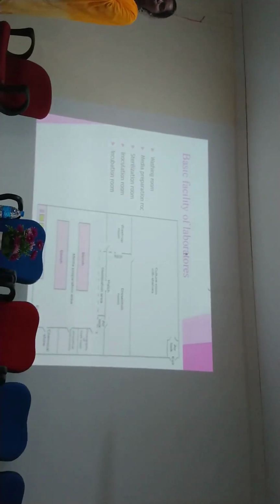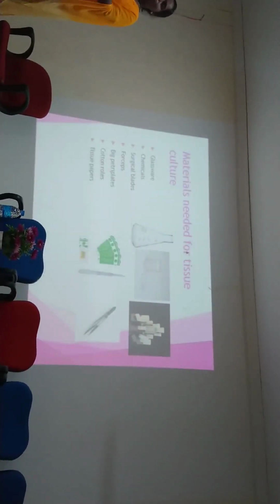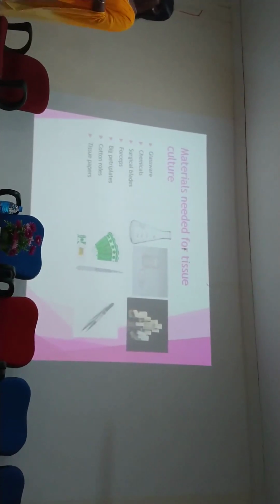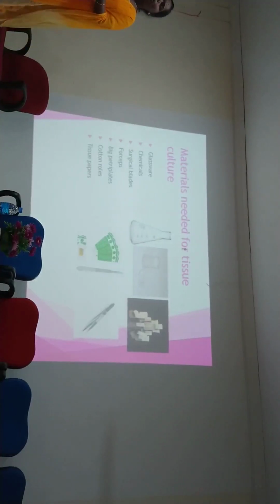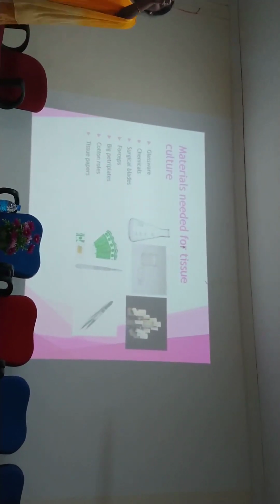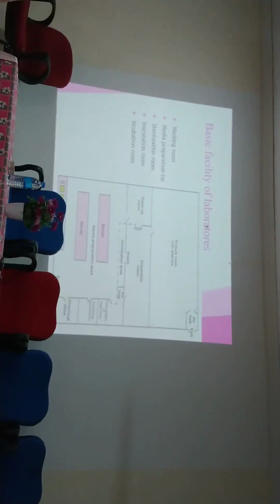An autoclave for sterilization and a hot air oven. Then a fridge to store the chemicals. Some chemicals, some hormones, we cannot store at normal room temperature. So we have to store them in the fridge. So we need one fridge also. All these we will arrange in the working room.